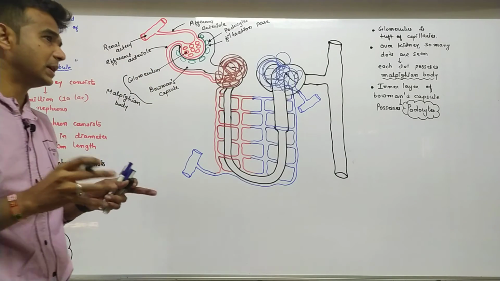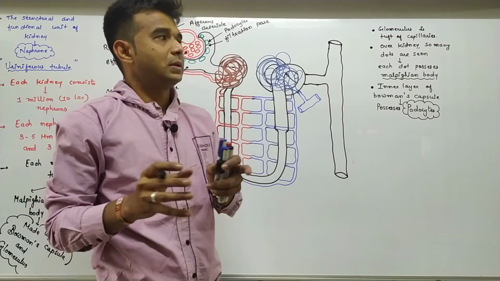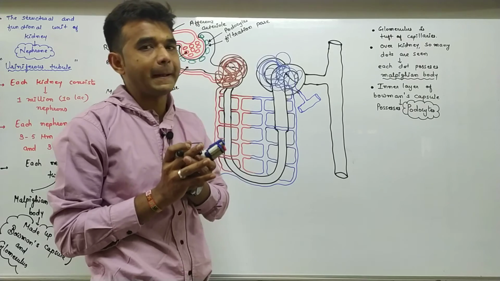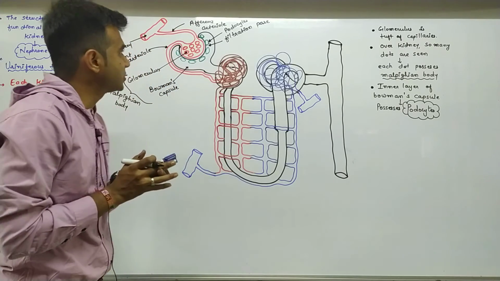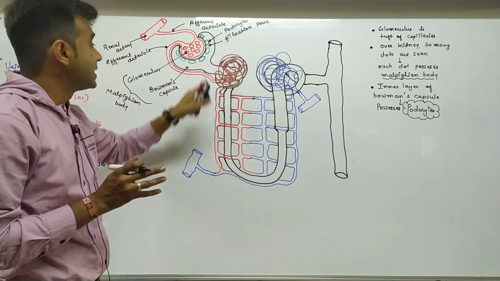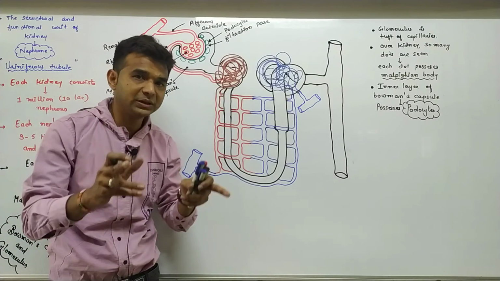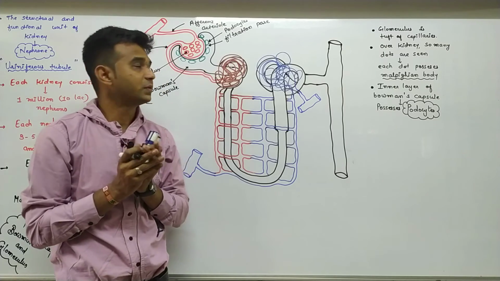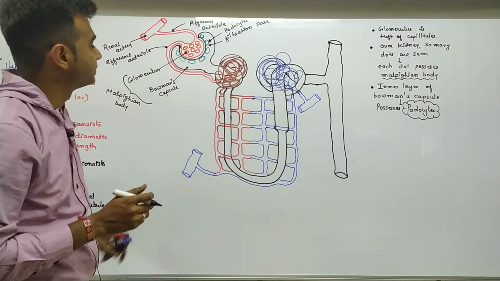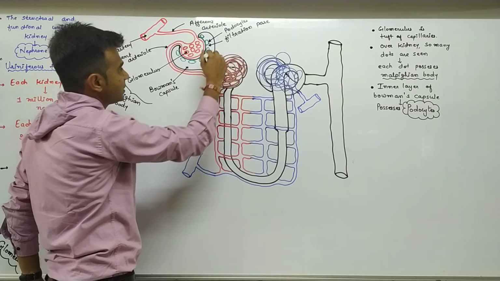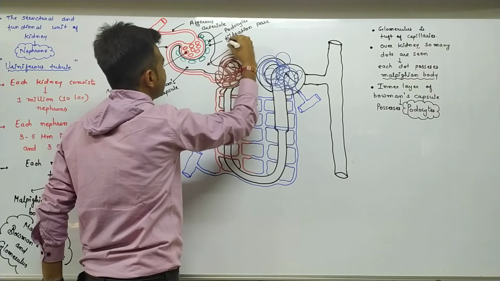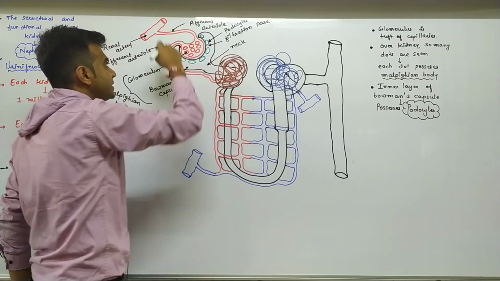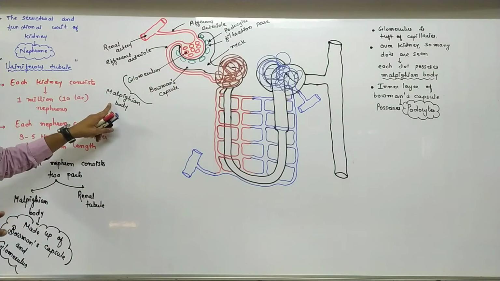The podocytes are arranged in such a way that there is a gap present in between two successive podocytes, and that region is known as filtration pore. Now through this filtration pore the blood is filtered and comes into the Bowman's capsule. The initial portion of the Bowman's capsule is known as neck. So this portion is known as Malpighian body.